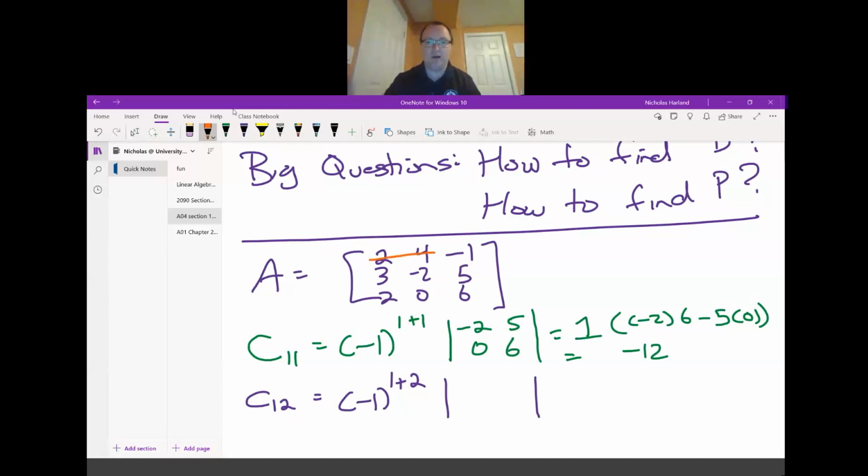Instead of eliminating row 1, column 1, we instead eliminate what? Yeah, row 1, column 2. So if we're finding the cofactor in row 1, column 2, we eliminate row 1 and column 2. And that leaves us with 3, 5, 2, 6. What's negative 1 to the 1 plus 2? That's negative 1. And then 18 minus 10 would be 8. And we get negative 8. And that's how we can find the cofactor in row 1, column 2.